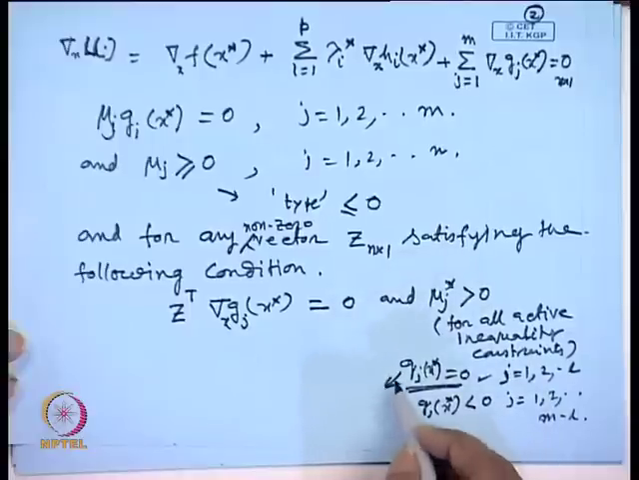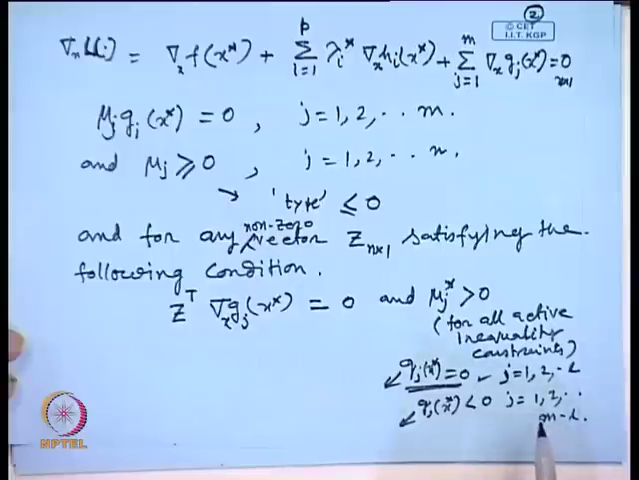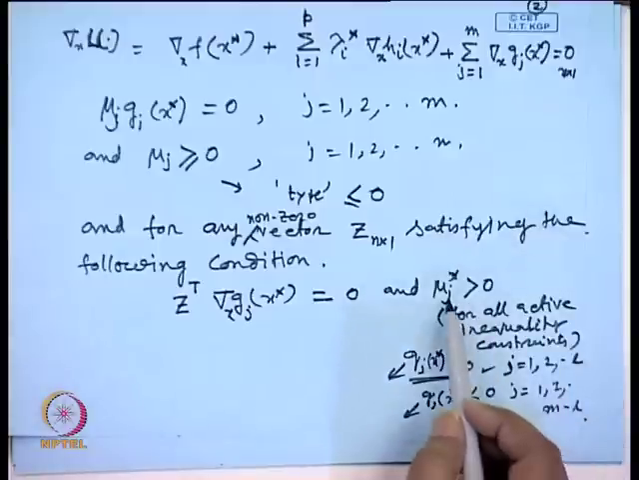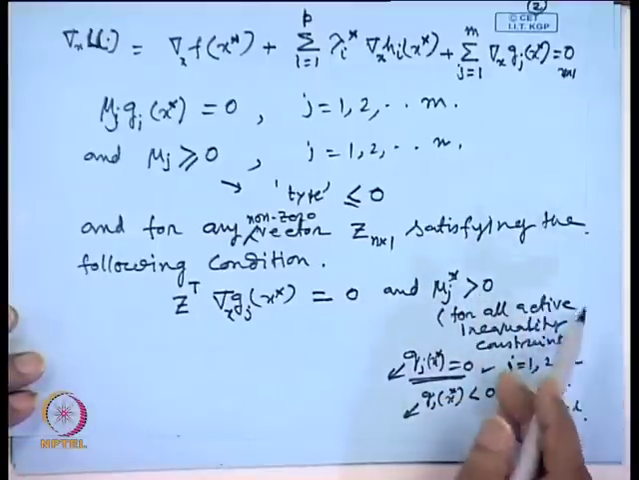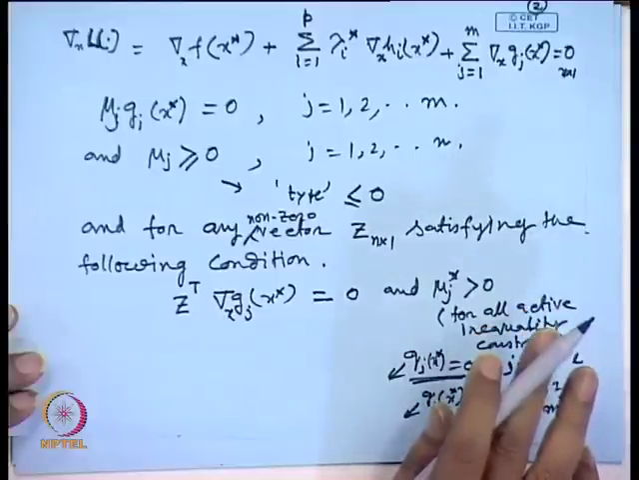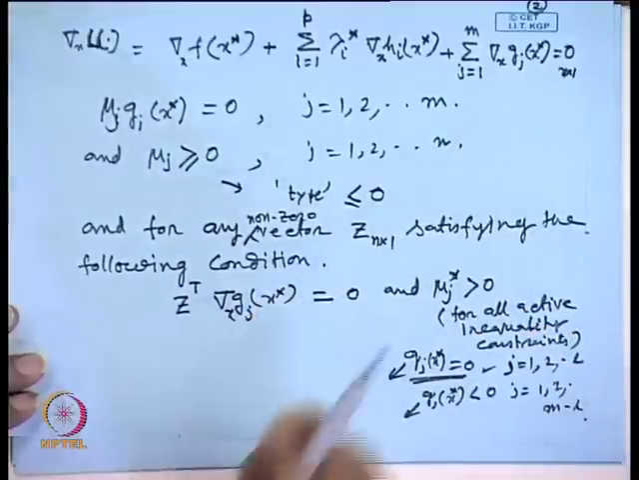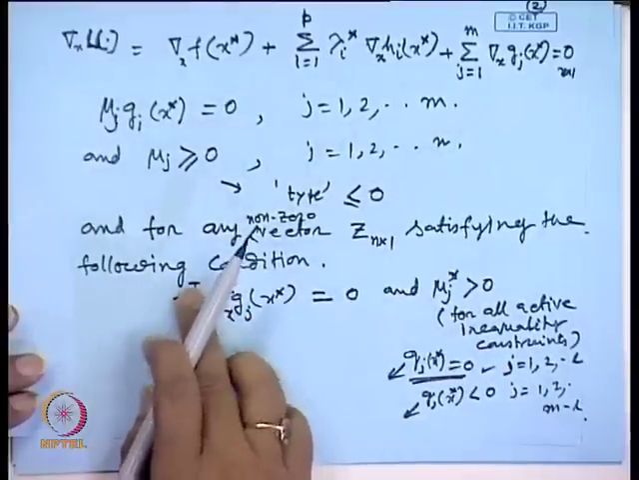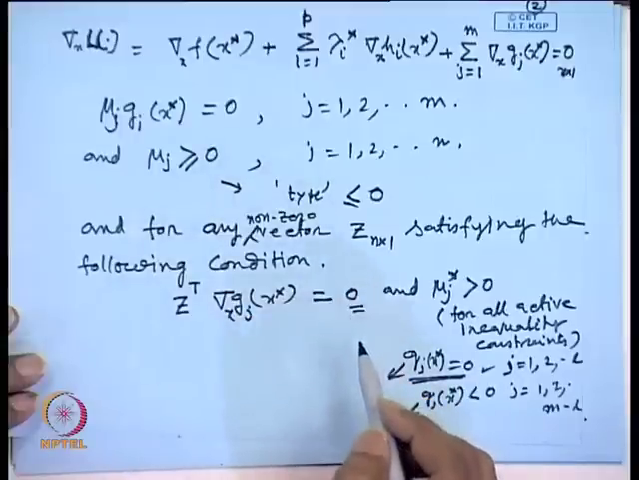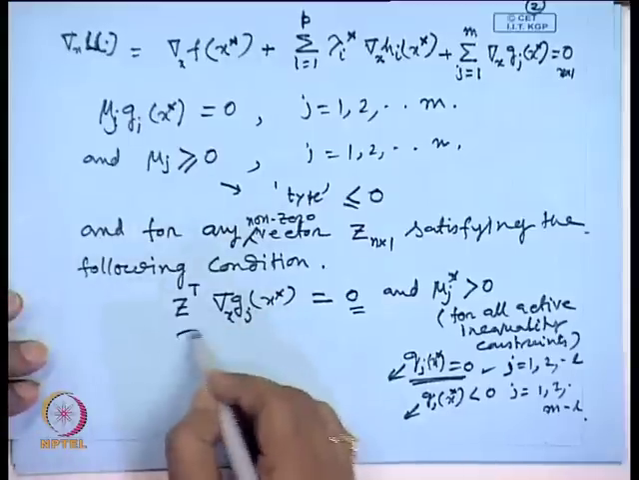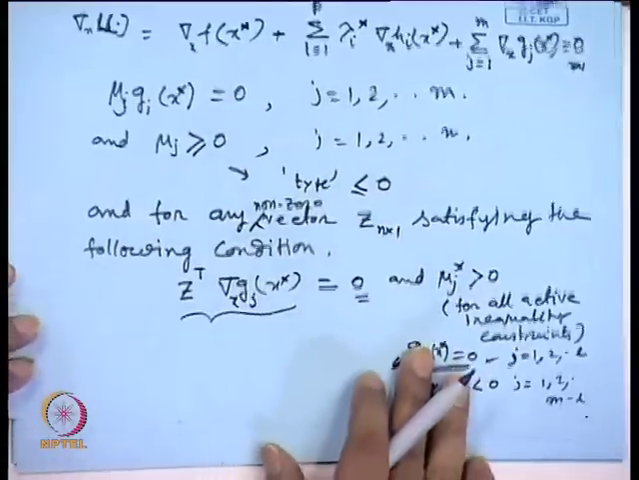These are called active inequality constraints, and these are called the inactive constraints. So this condition must be there. Naturally, when this is greater than 0, then g_j is your active constraint, and the gradient of that at that point x star, multiplied with any vector by the transpose of this, must be equal to 0, because one is tangent and another is perpendicular to that one. So this is an orthogonality condition it must satisfy.